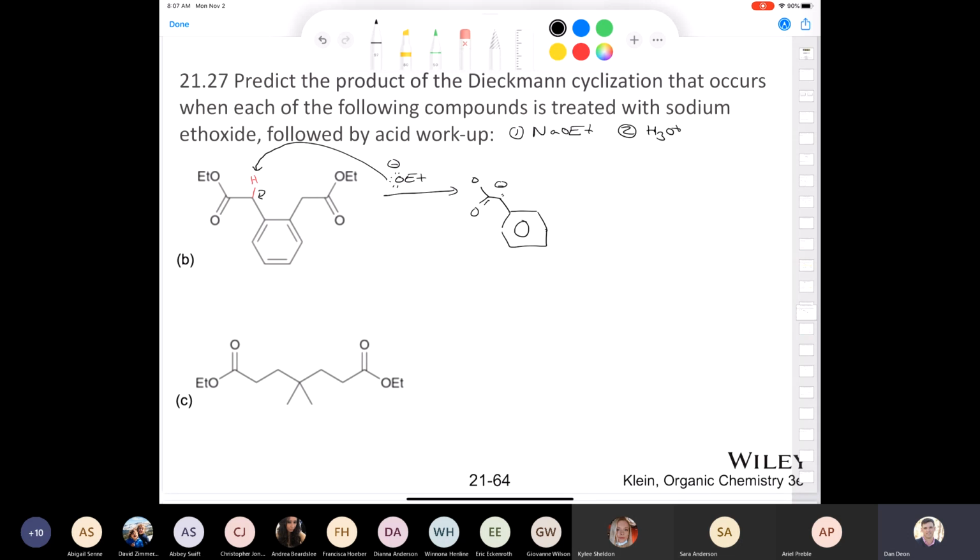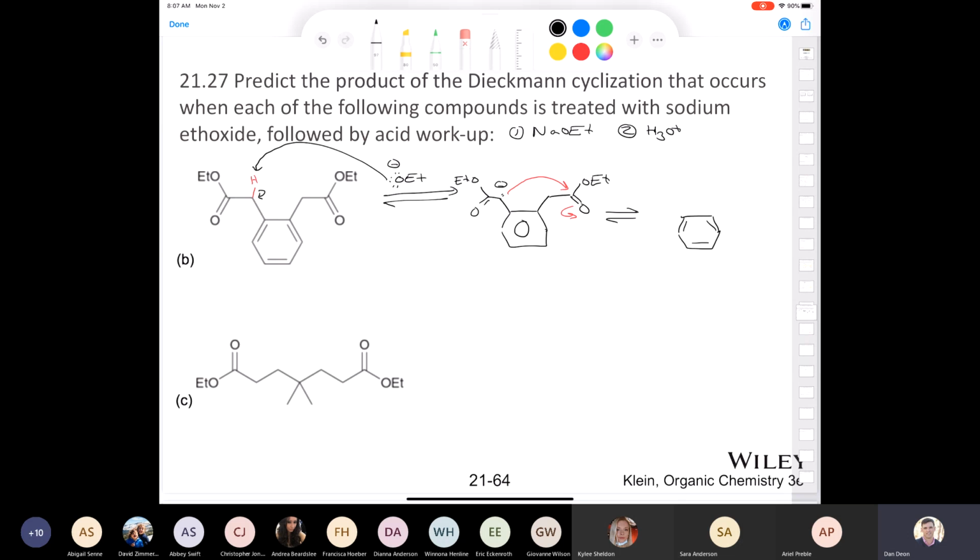So let's draw out the enolate, which is going to look like this. I have my double bond, my ethyl group. And now what you see is that in the molecule, I have a nucleophile and I have an electrophile all in the same molecule. So I'm going to get a nucleophilic attack like this to form a tetrahedral intermediate. So let's draw what that tetrahedral intermediate would look like. I'm going to have my 6-membered ring like this.